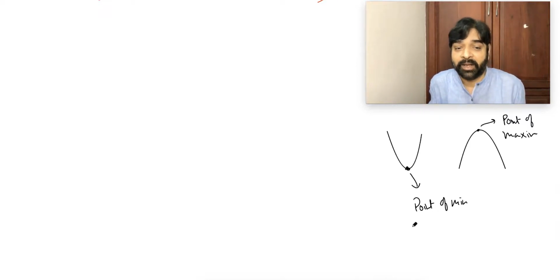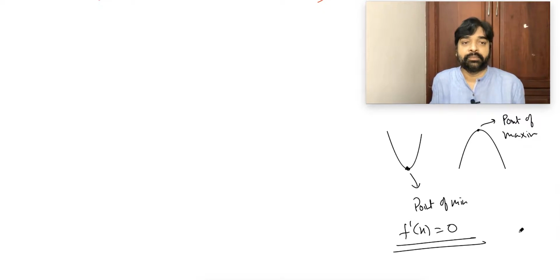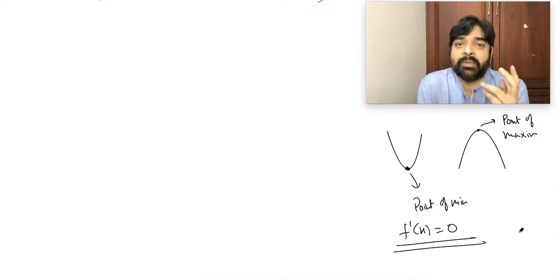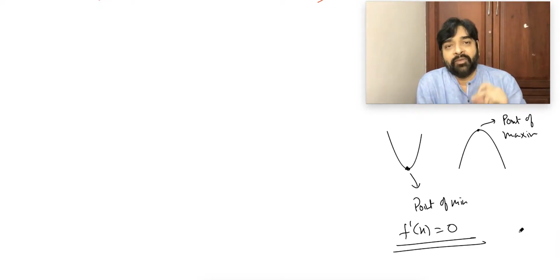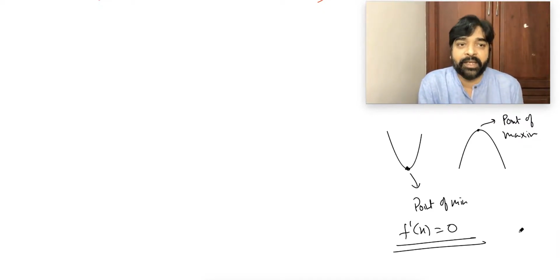If you remember, maxima and minima means f dash x will be 0. To get maxima or minima, what did we used to do? Find the first derivative and put it equal to 0. So if you want to get the turning points of any graph, not only quadratic, find f dash x, put it equal to 0, and whatever x values come, that many turnings will be there.